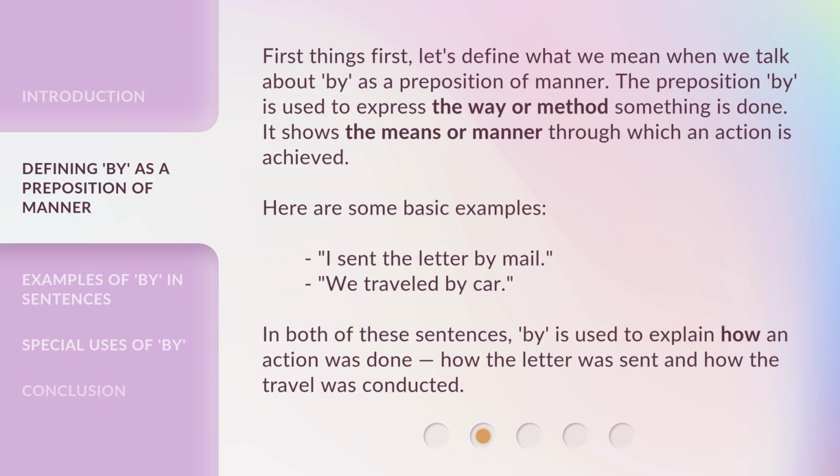First things first, let's define what we mean when we talk about by as a preposition of manner. The preposition by is used to express the way or method something is done. It shows the means or manner through which an action is achieved. Here are some basic examples. I sent the letter by mail. We traveled by car. In both of these sentences, by is used to explain how an action was done, how the letter was sent, and how the travel was conducted.